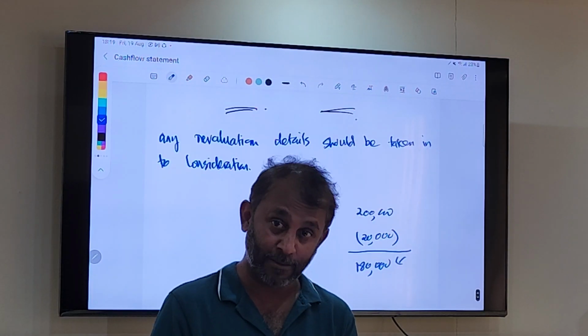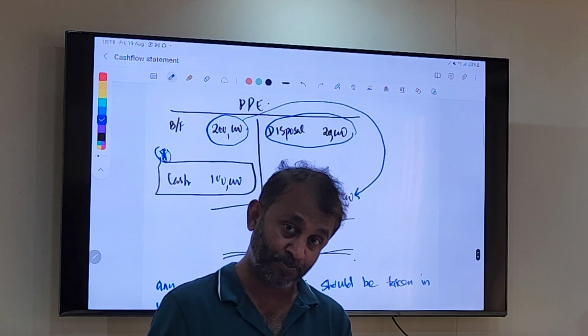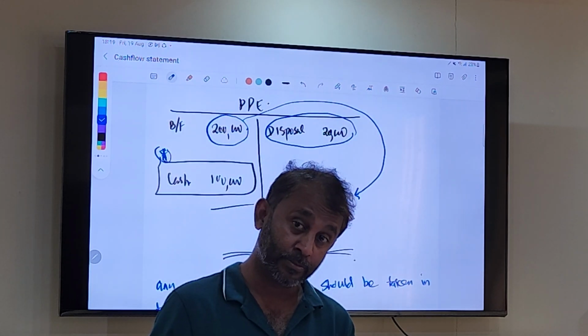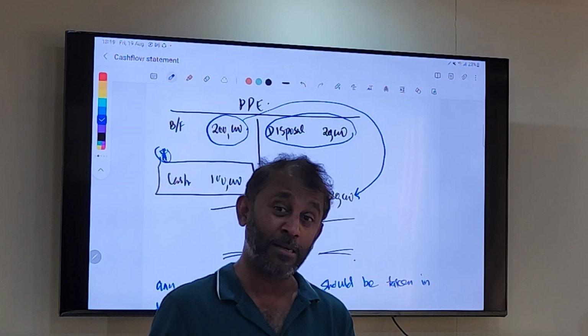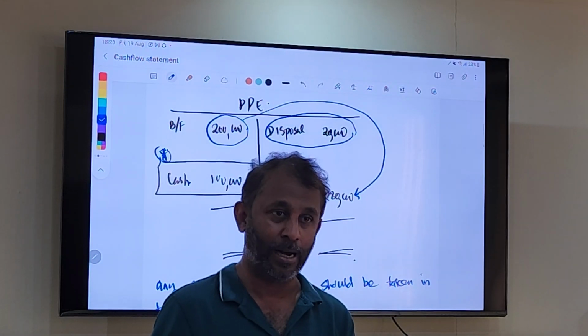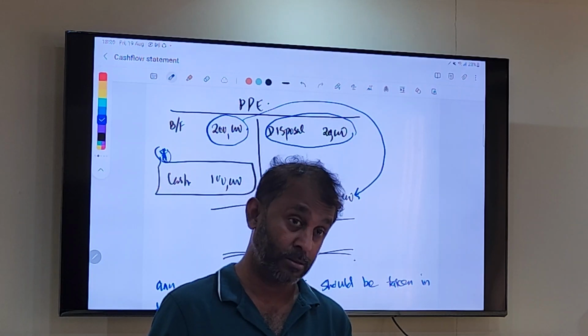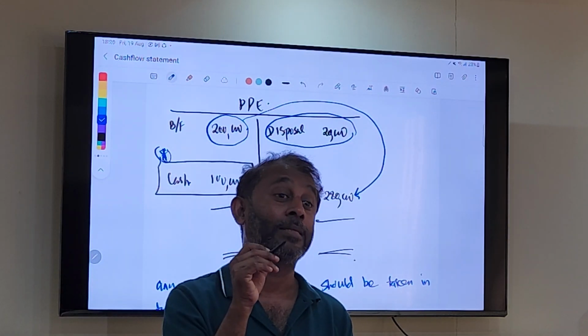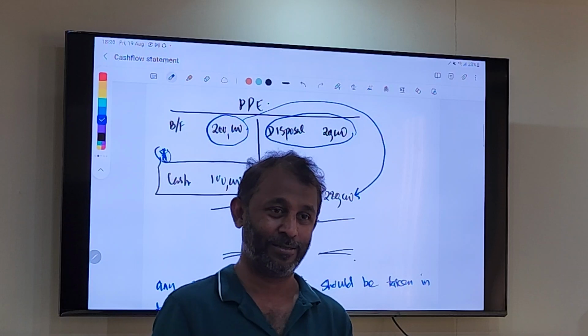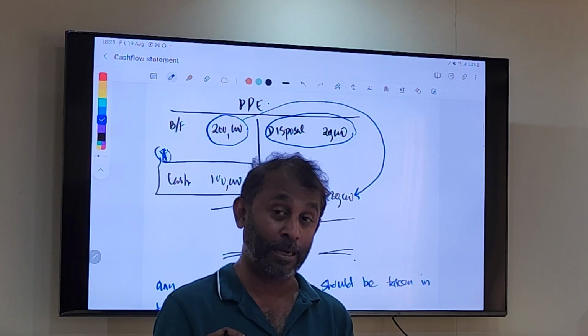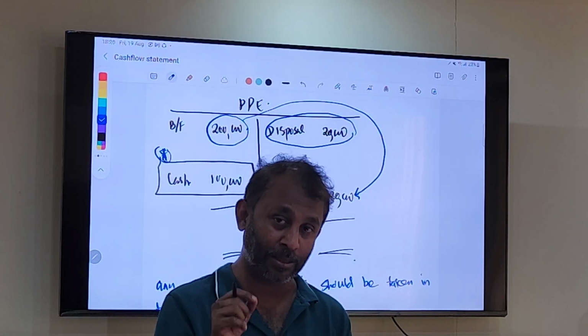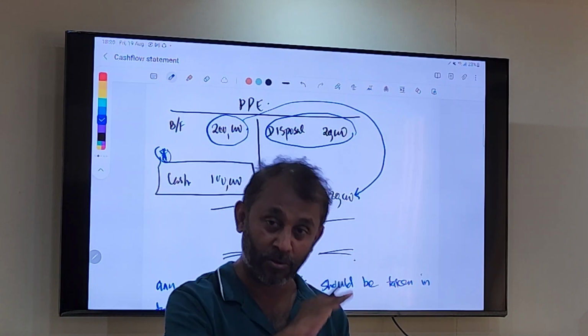Now we are still not finished. If they say that instead of cash, the assets are purchased on credit, then it's a payable. Instead of cash, it will be payable. Then the examiner has to tell you this. In the absence of such a statement in the question, it is always cash.